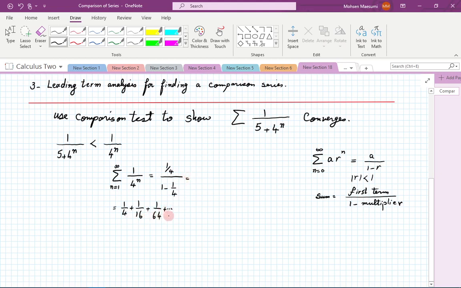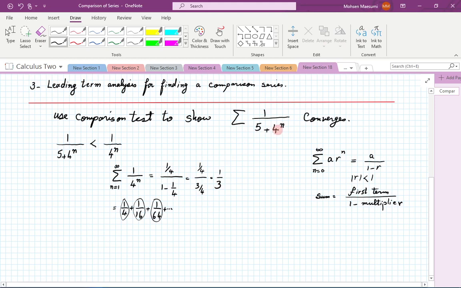If I want to add up this geometric series, how does it go? The first term is 1/4. 1 minus, now the ratio of each term to the previous, like 1/16 to 1/4 is 1/4. Or if you wish, 1/64 to 1/16, that is 1/4. The ratio of any two consecutive is 1/4. So it's going to be 1/4 over 3/4, and that is 1/3. So the series built on this converges, moreover it converges to 1/3.